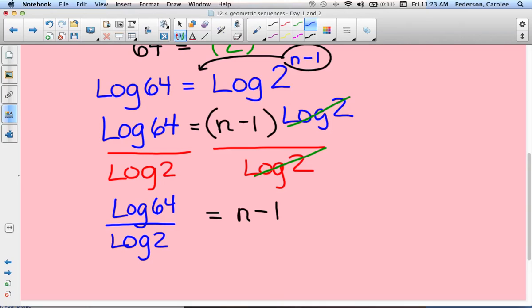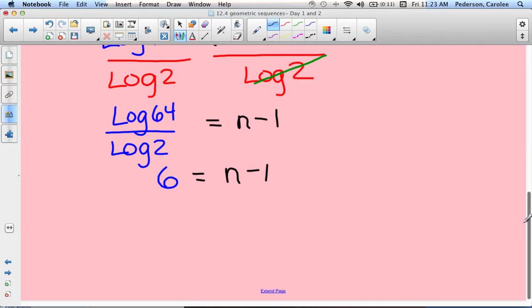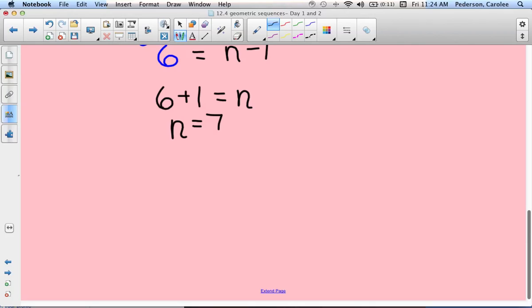Now we need to use our calculator. So remember, we're pushing the common log button. Log of 64. Finish the parentheses. Divided by log of 2. Finish the parentheses. And what you get is 6. And then we still have on the right n minus 1. Our last step to solving this equation for n is to add 1 to both sides. So n equals 7. What that means for this problem is there are 7 terms in this sequence.